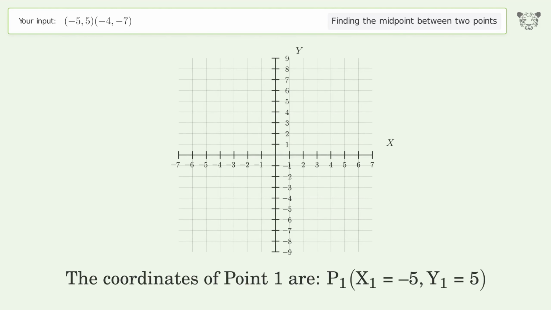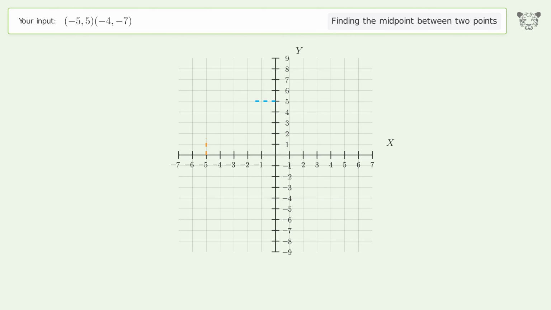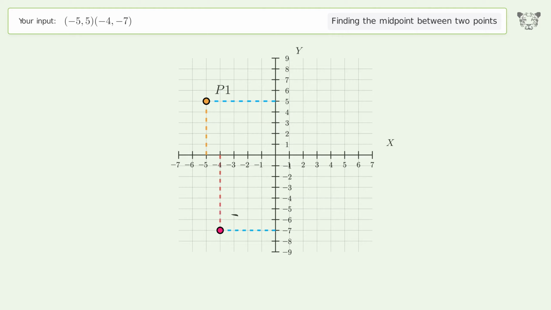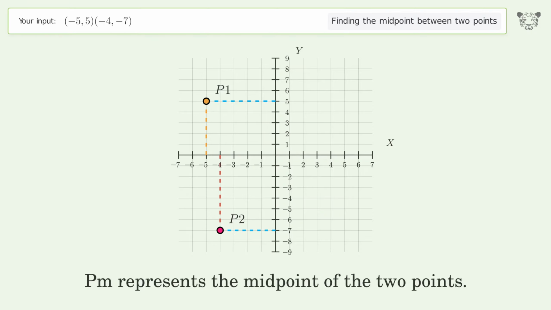The coordinates of point 1 are, x1 equals -5, y1 equals 5. The coordinates of point 2 are, x2 equals -4, y2 equals -7. PM represents the midpoint of the 2 points.